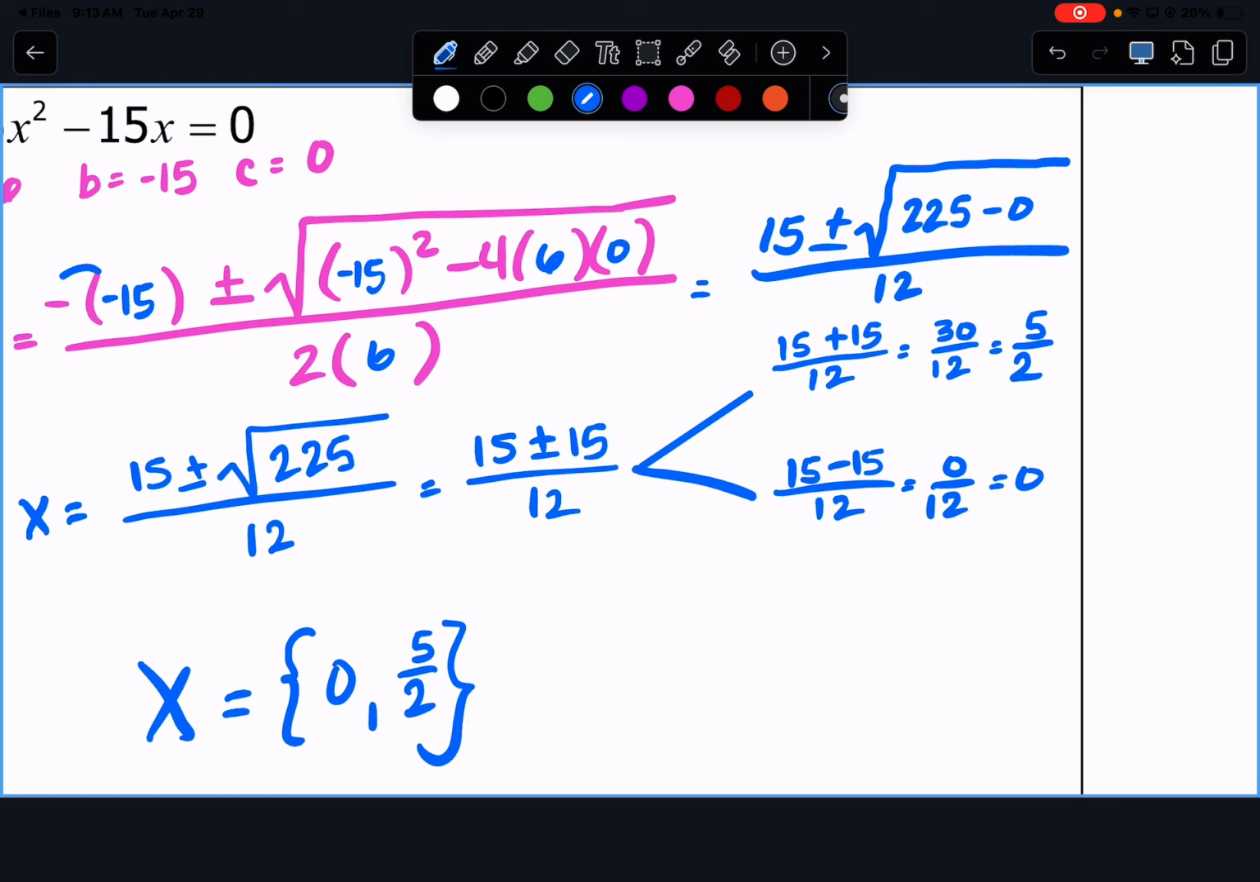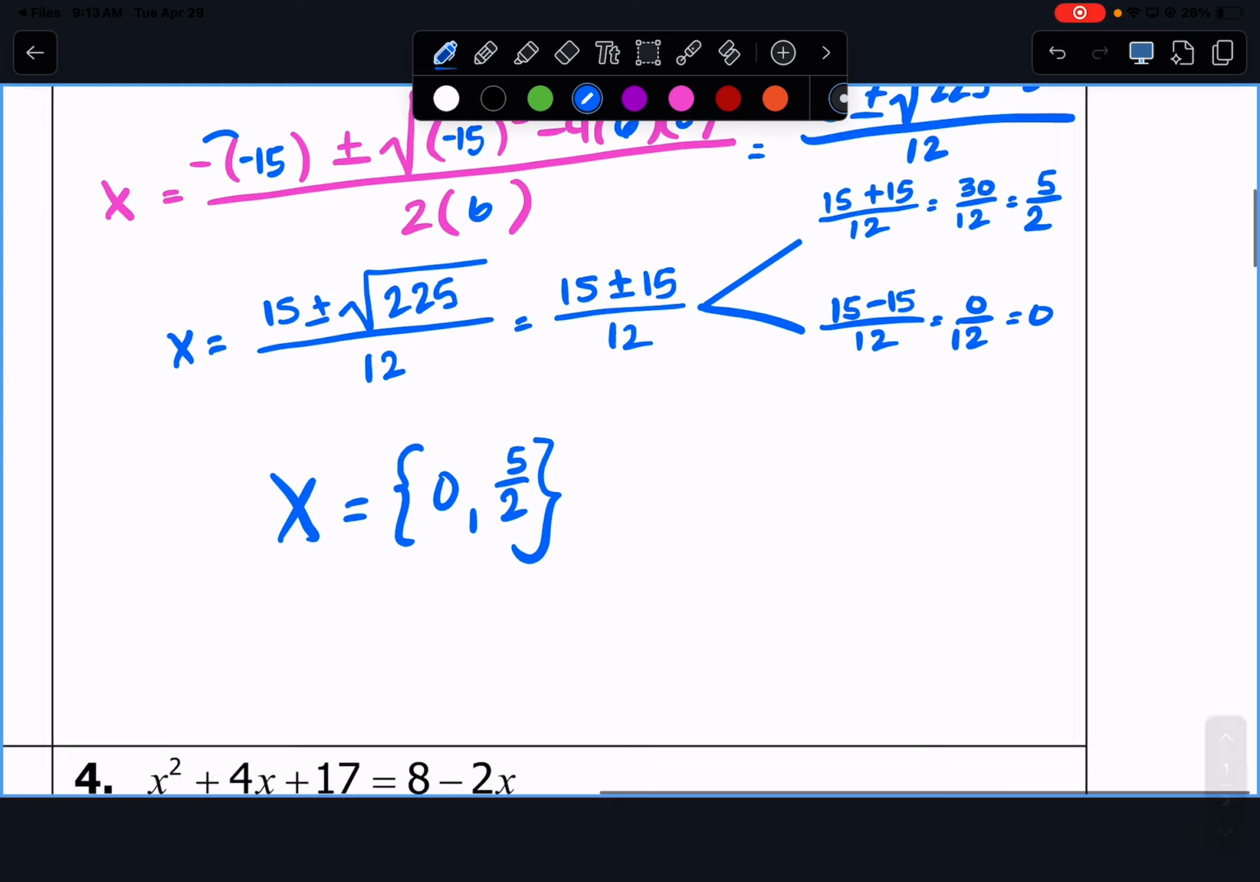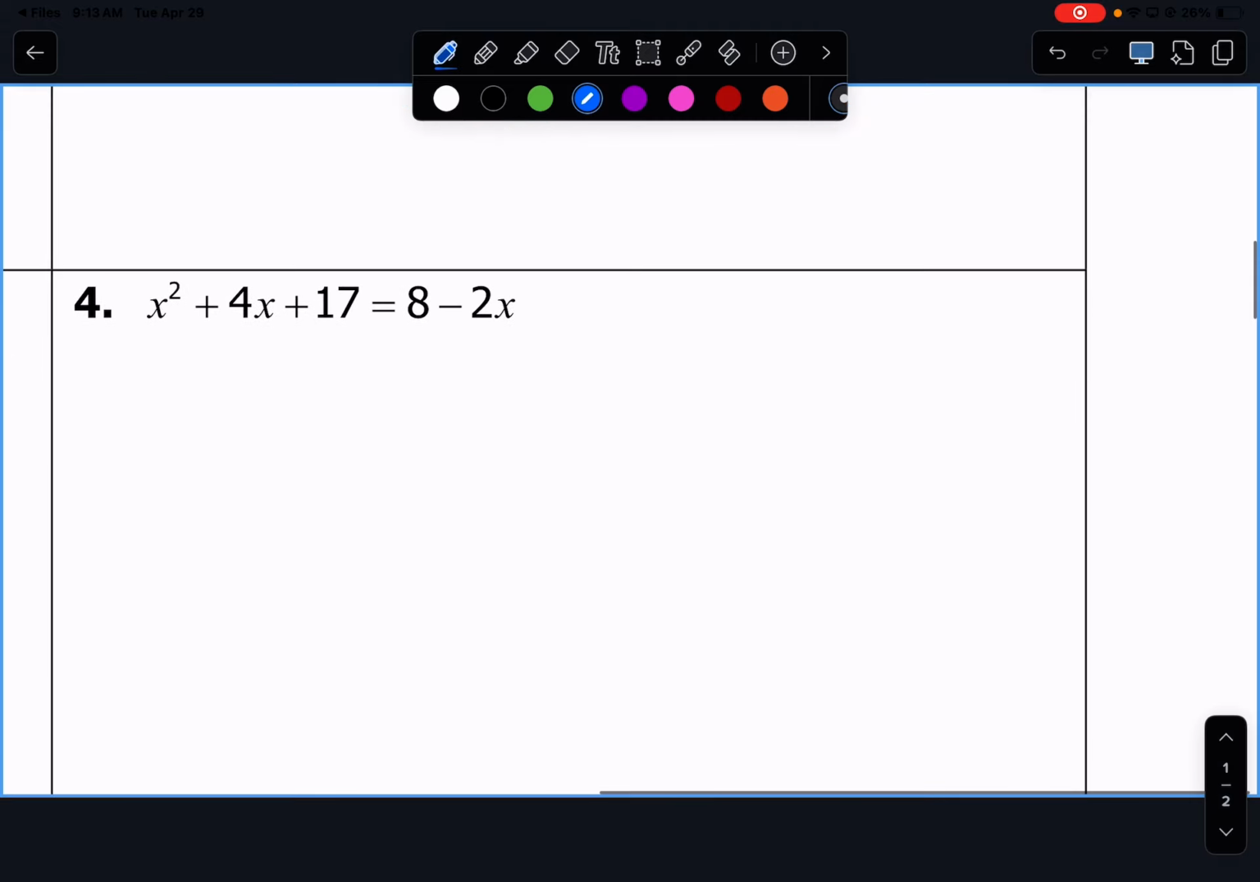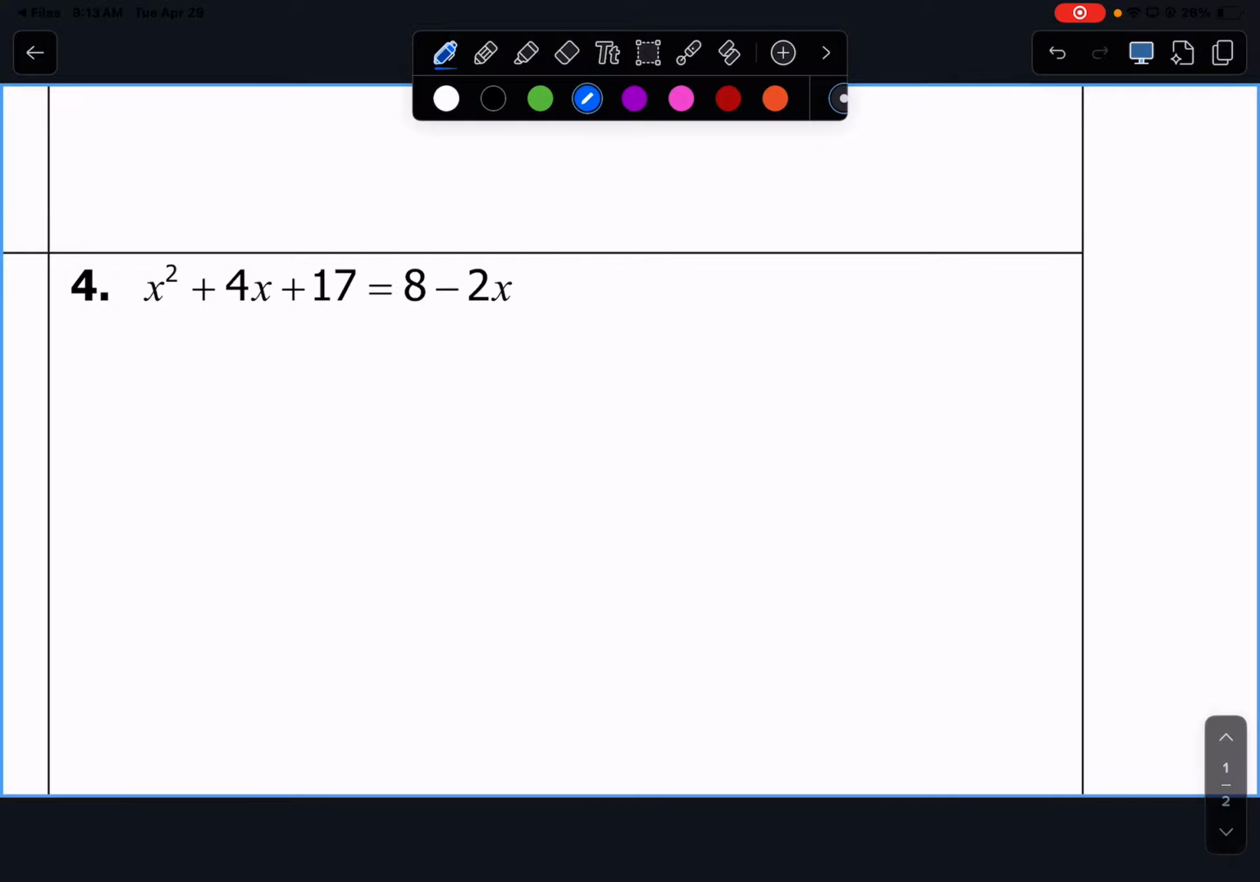All right, now we're going to go ahead and look at the next problem. We're doing the even numbers.